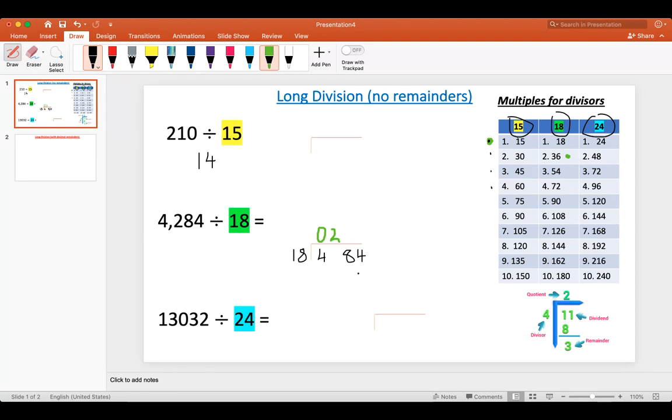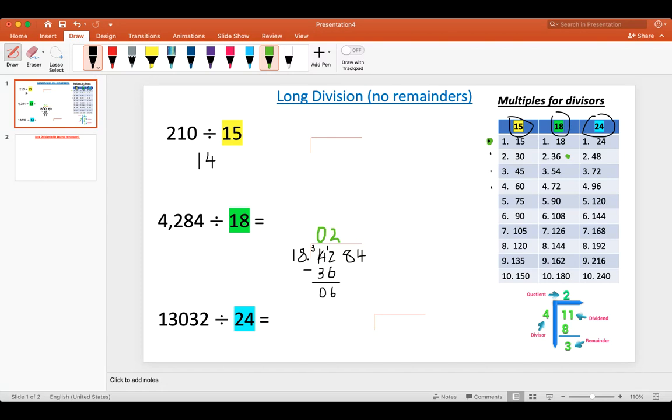Oh, I've just deleted my 2. So I'm now going to subtract 36 from 42. Again, you should be able to do that in your head. But let's practice our column subtraction. So 2 take away 6 can't do, so I'm going to exchange. So 12 take away 6 is 6. 3 take away 3 is 0.